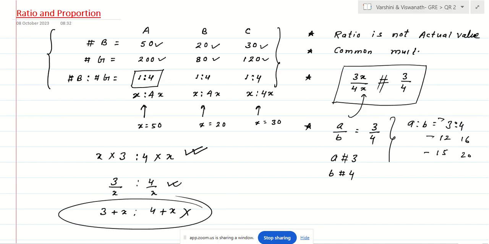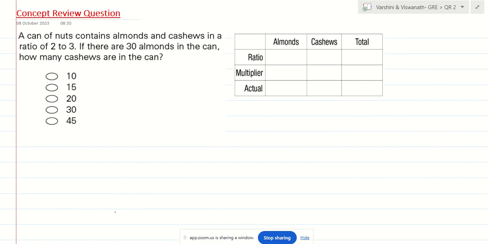Okay. So let's go ahead and try solving one simple question. Your time starts now. A can of nuts contains almonds and cashews in a ratio 2:3. If there are 30 almonds in the can, how many cashews are in the can? Very, very simple, isn't it?